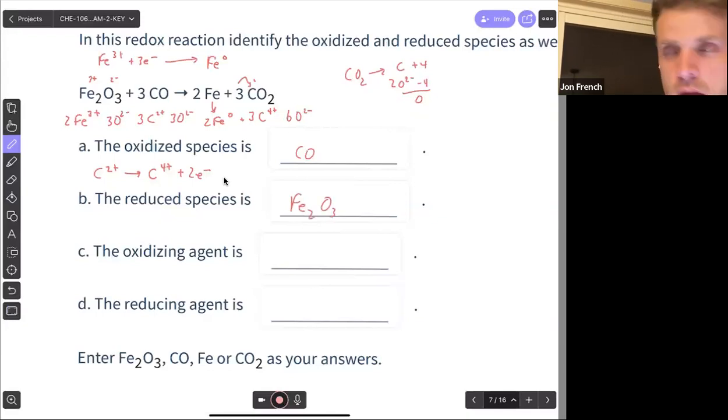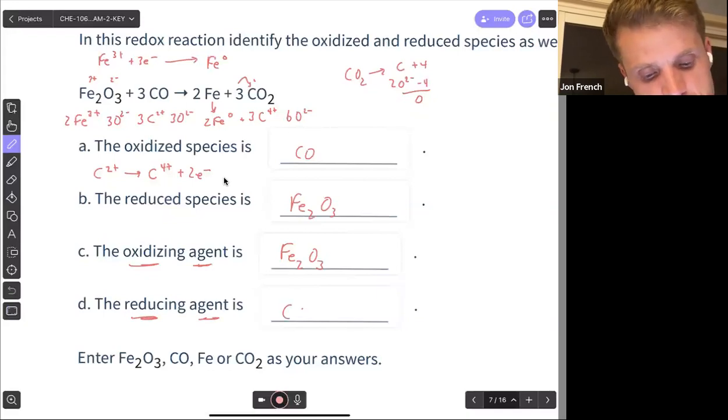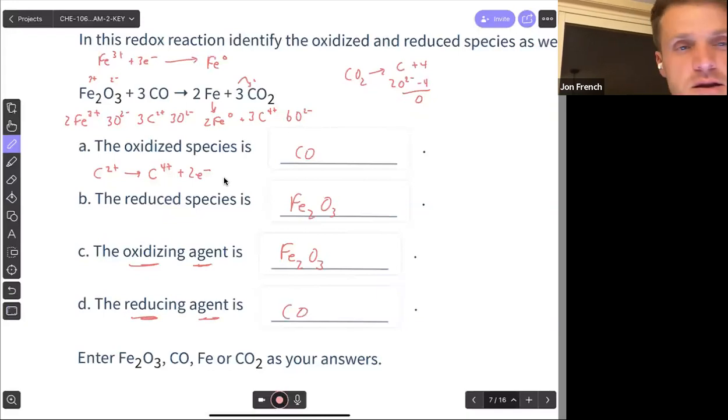Fe2O3. And you don't have to write it in subscripts. Our oxidizing agent gets reduced. So that's the same, Fe2O3, and our reducing agent gets oxidized. So that would be carbon monoxide there.